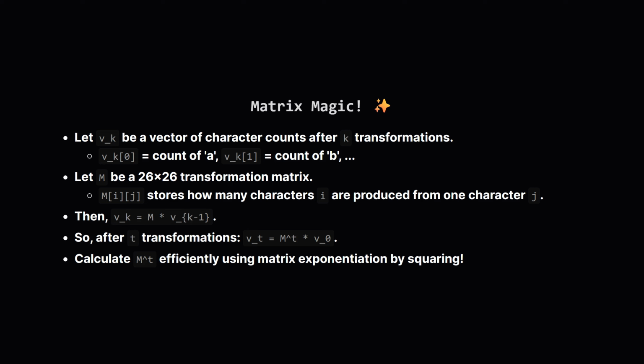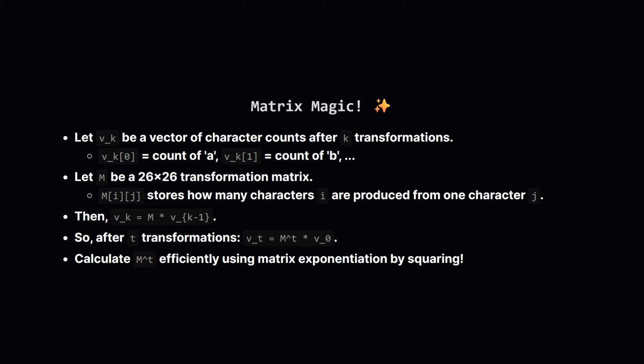Exactly. Let's imagine a list, or a vector, that holds the counts of each character, a through z, after, say, k transformations. We can call this v_k. Now, we can define a special 26 by 26 matrix. Let's call it M. This matrix will be our rulebook. An entry in this matrix, say at row i and column j, will tell us how many of character i are produced if we start with a single character j and apply one transformation. With this matrix we can find the character counts after the next step by multiplying M with the current counts vector, so v_k is equal to M times v_(k minus 1).